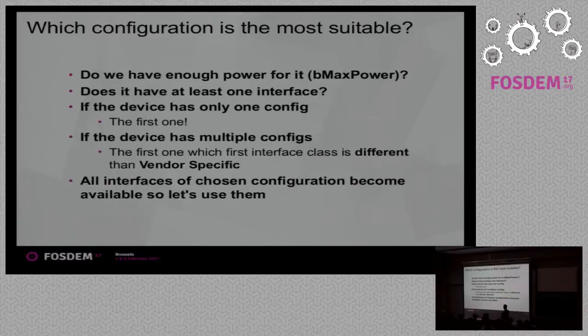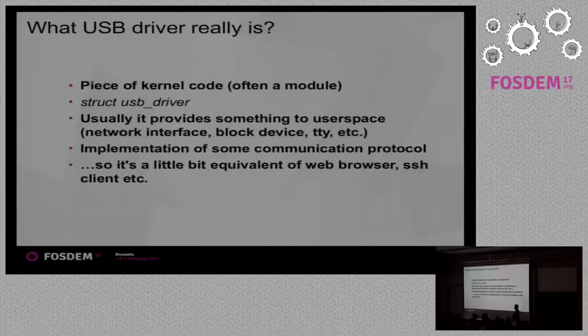So after choosing the configuration, all interfaces from this configuration become available. So it means that in one configuration, you may have multiple functionalities, not only one. So at the same time, your device may be a pen drive and maybe an Ethernet card. But before it becomes a real functionality, before we can get our network interface, we have to choose a driver for our interfaces.